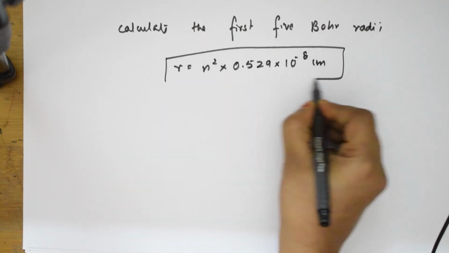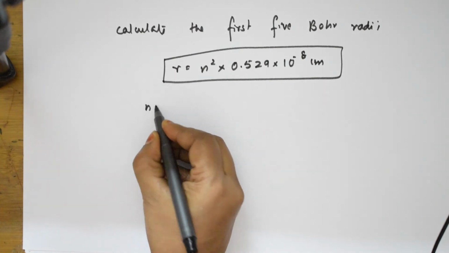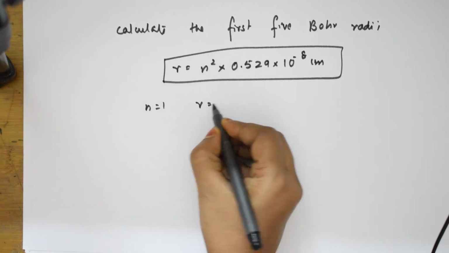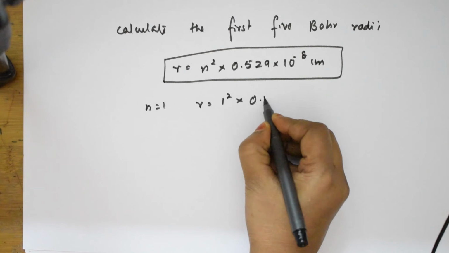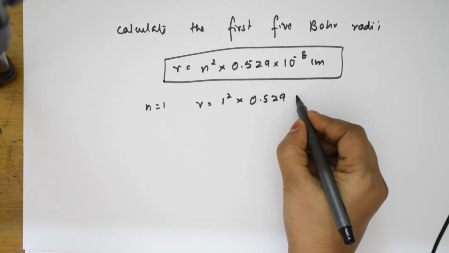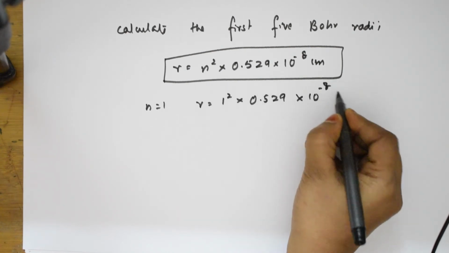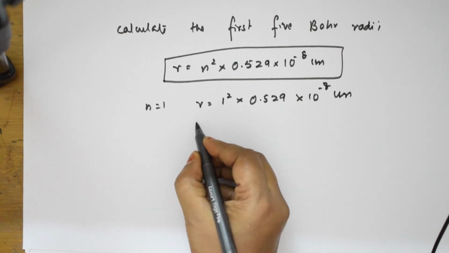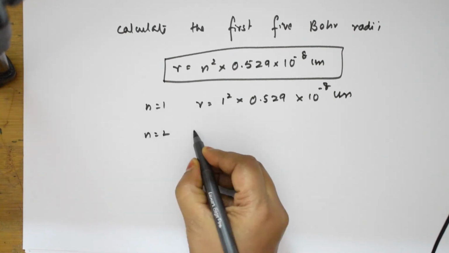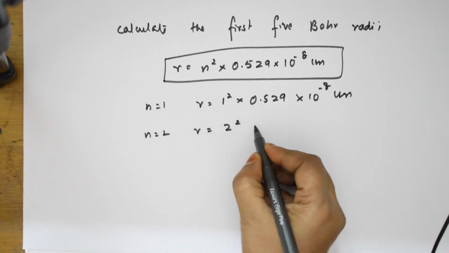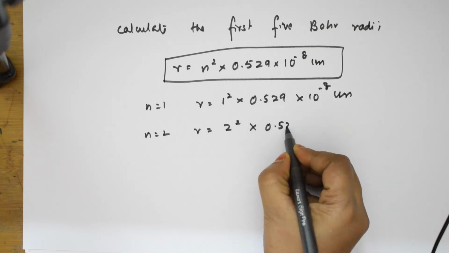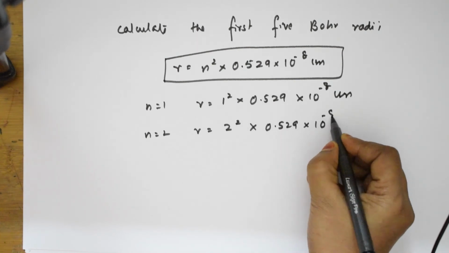Now they've asked me the first 5. First 5 means n is equal to 1. Then r is equal to 1 square into 0.529 into 10 raised to the power of minus 8 centimeter. Fine. Now n is equal to 2. r will become 2 square into 0.529 into 10 raised to the power of minus 8 centimeter.